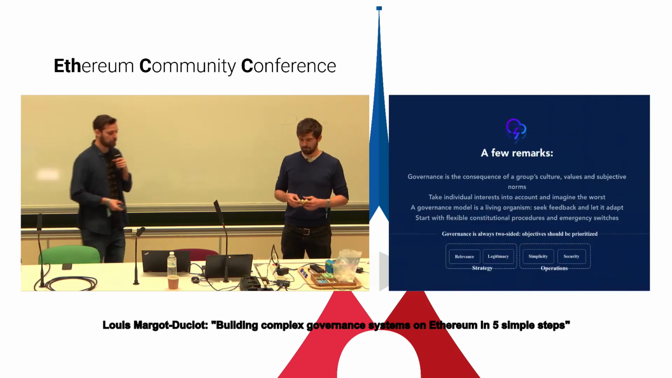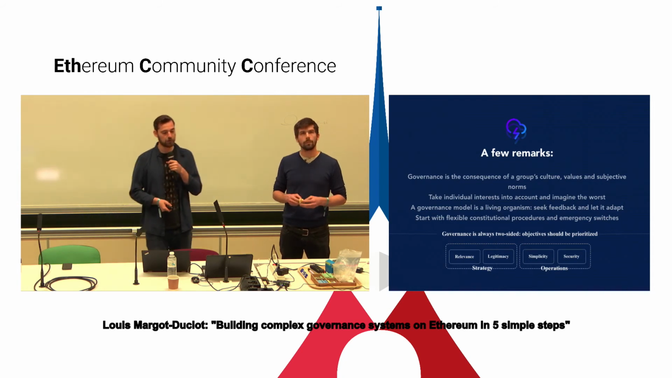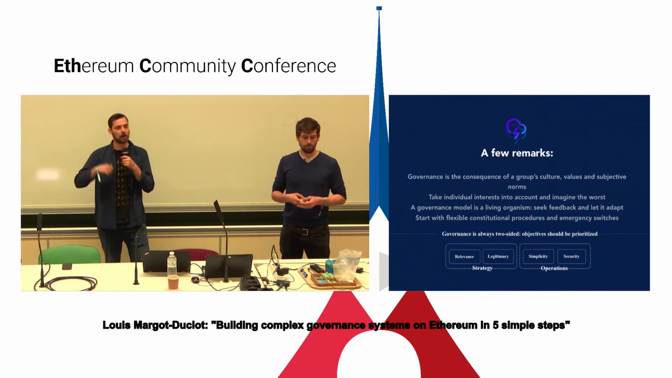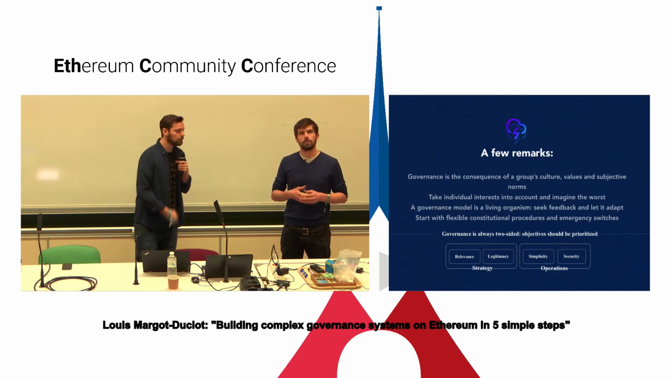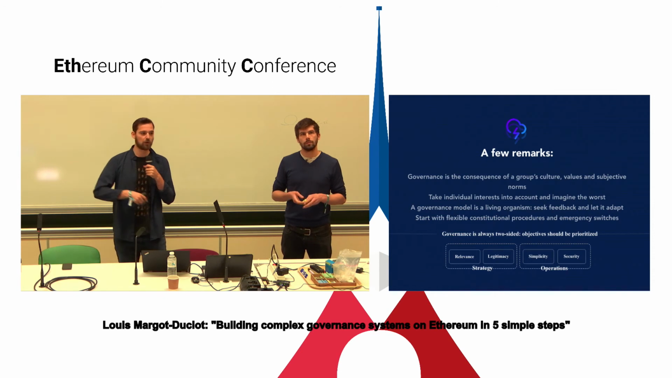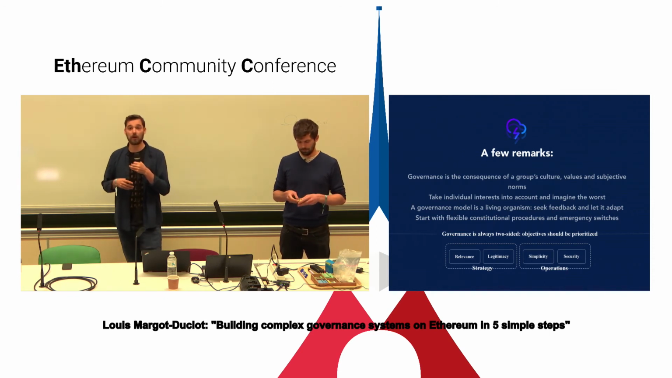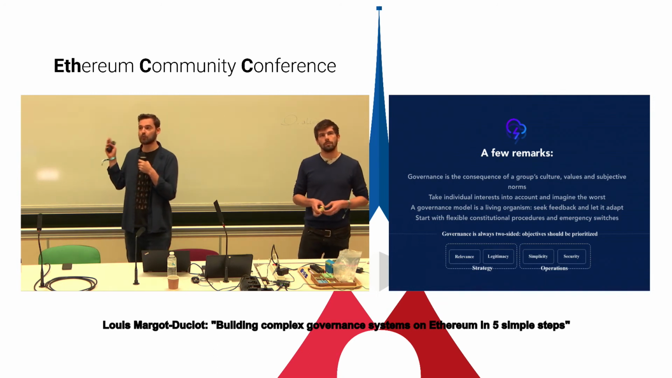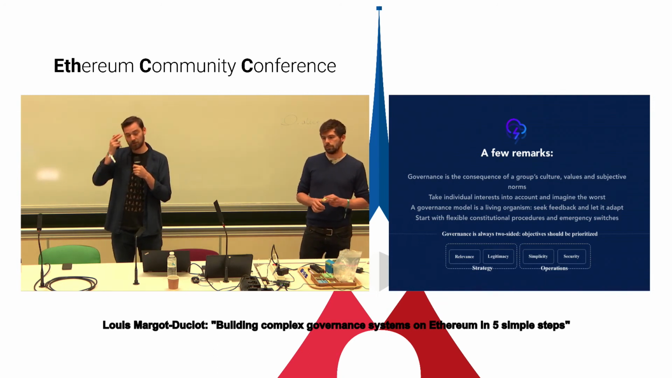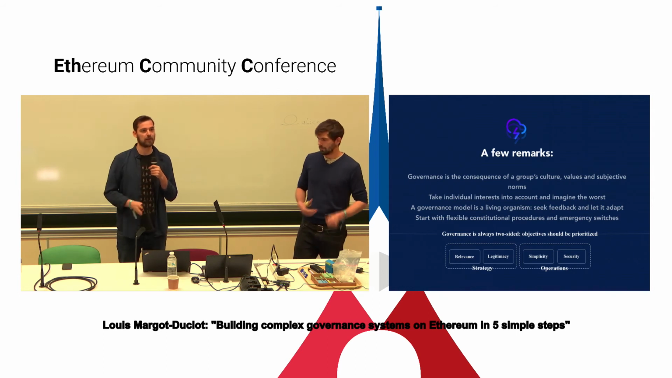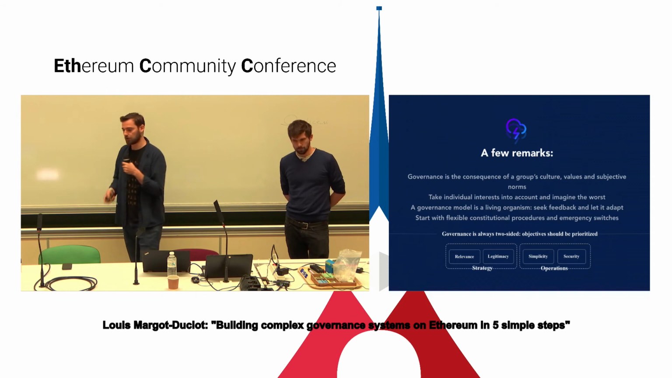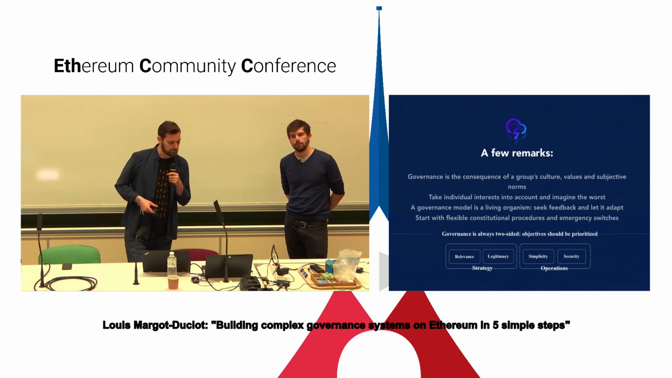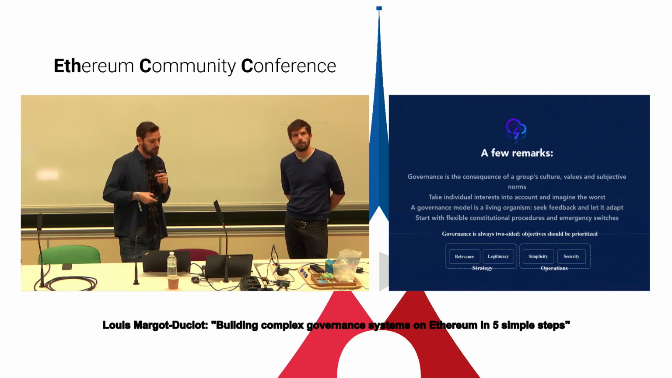A few last remarks before closing. As we said, governance is the consequence of a group's culture, of its norms, subjective norms, and sometimes governance is not perfectly formalized. And here, Kelsen won't really help you because we really focus on formal aspects of governance. So, who has binding rights in the organization? So keep that in mind.